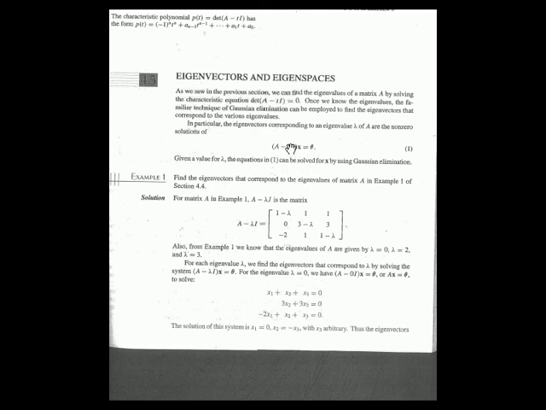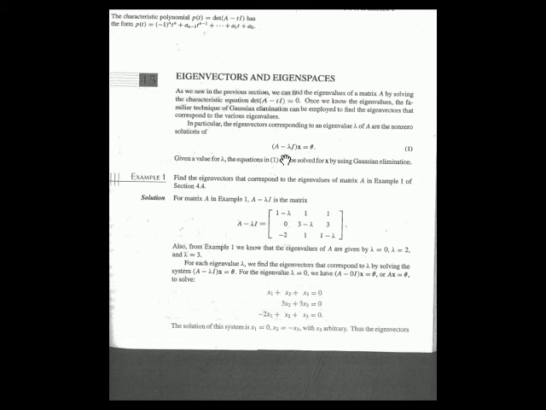It'll have only the zero solution unless A minus lambda I is singular, i.e. unless its determinant is 0. So you find the eigenvalues by setting the determinant equal to 0. You get a characteristic polynomial of degree n if it's an n by n matrix, and the roots of that characteristic polynomial, which could be complex, are the eigenvalues. But now we're going to talk about how to find the eigenvectors.